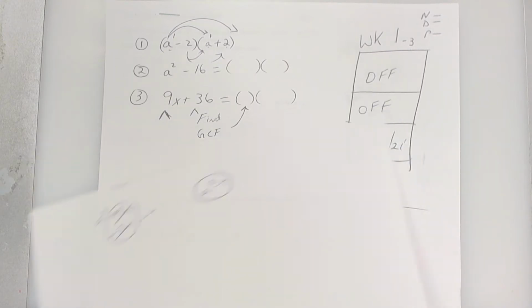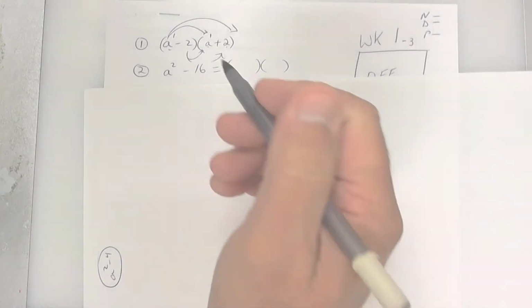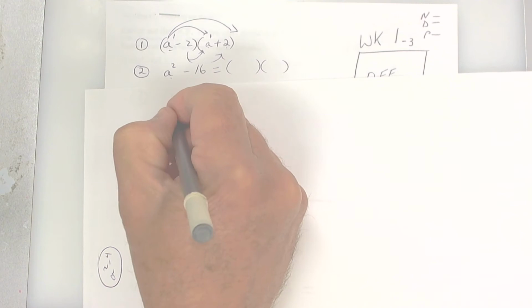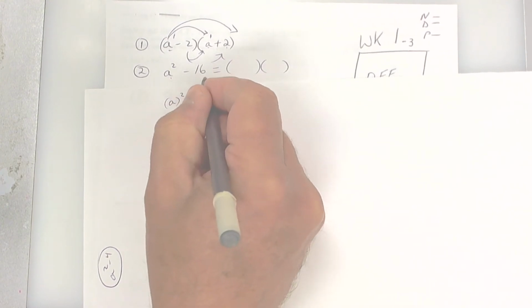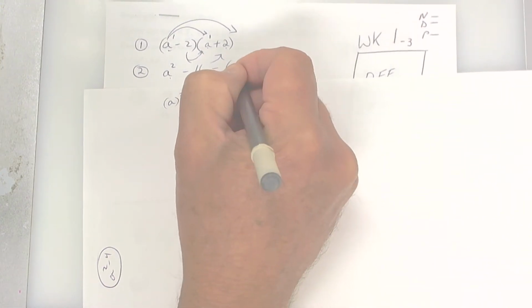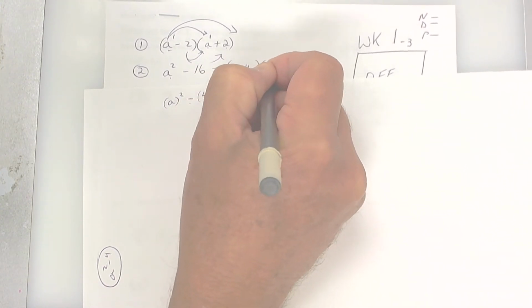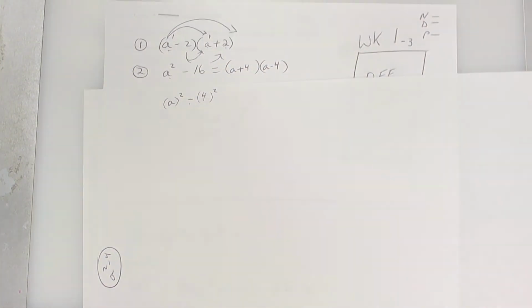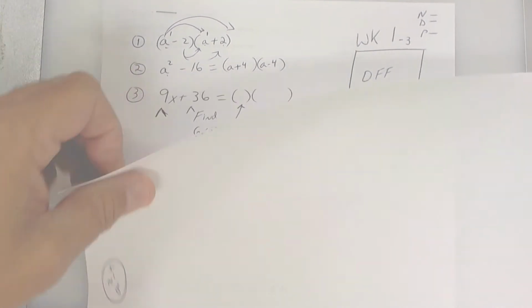Let's move on. This one right here, this is a perfect square. This is a perfect square, and it's a minus. So it's going to be a plus 4, a minus 4. Okay, we're going to continue on factoring.